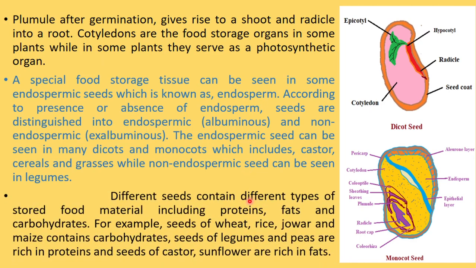Different seeds contain different types of stored food material, including proteins, fats, and carbohydrates. For example, seeds of wheat, rice, jowar and maize contain carbohydrates, and seeds of legumes and peas are rich in proteins. Some oil seeds, for example castor and sunflower, are rich in fats. So here you can see the stored food material is divided into carbohydrates, proteins and fats. It is on the basis of the type of seed.